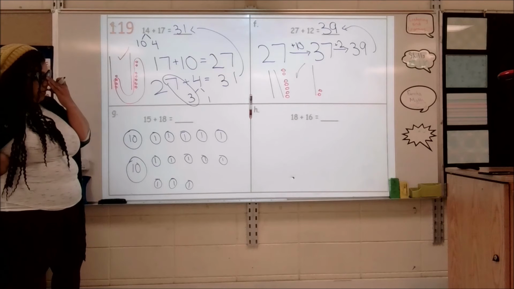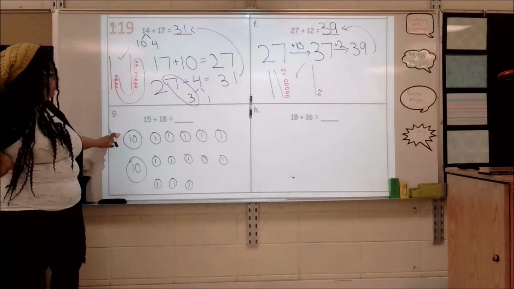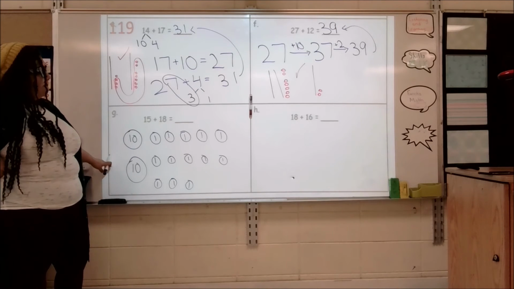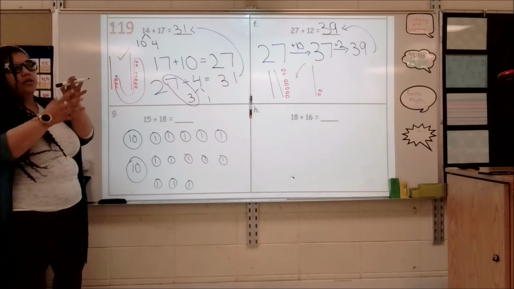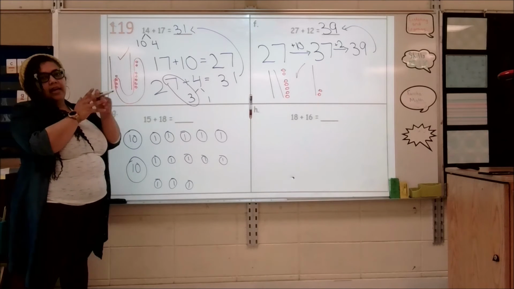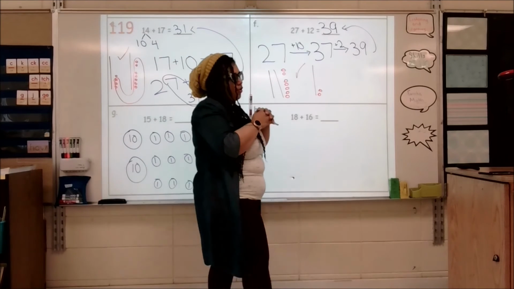Now, currently we have 2 dimes, but let's look at our pennies. Can we make a bundle in our pennies? Can I bundle up some pennies to create a group of 10?